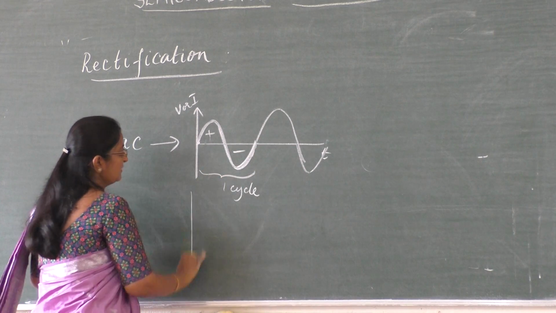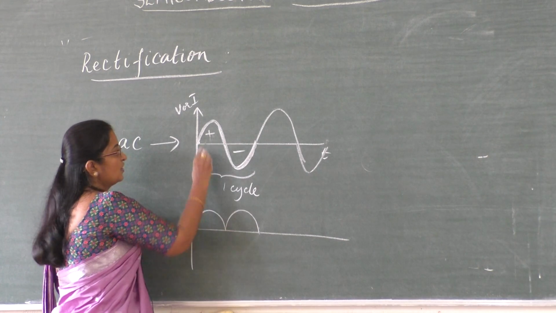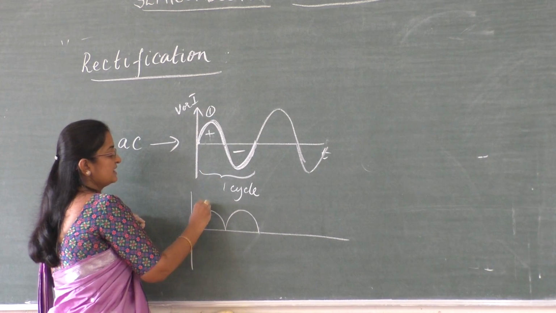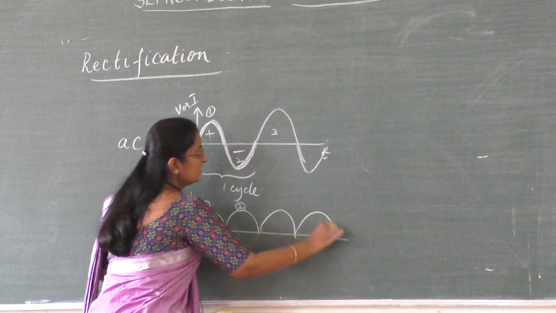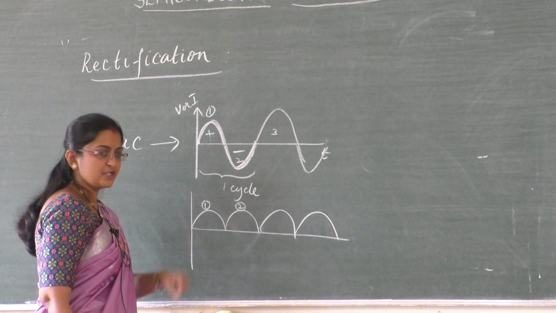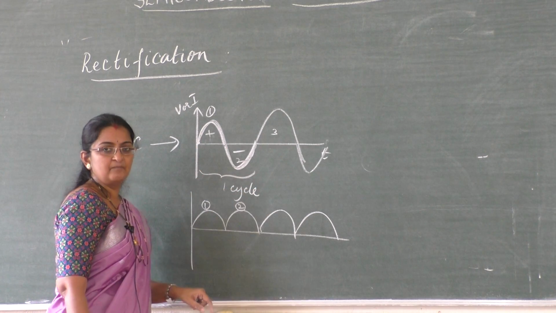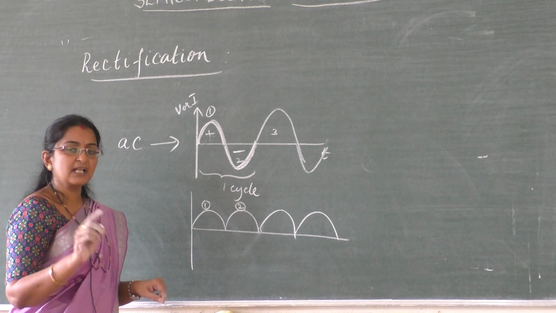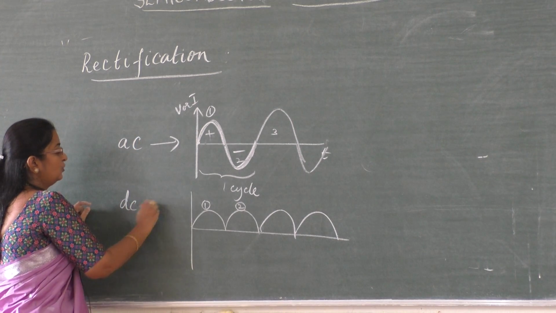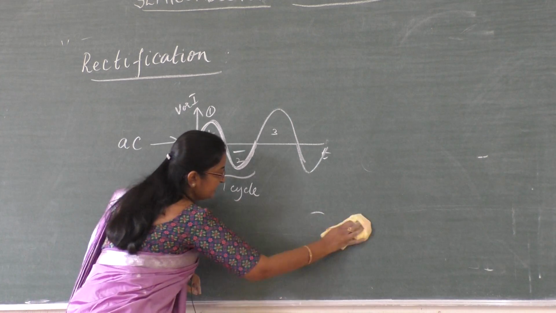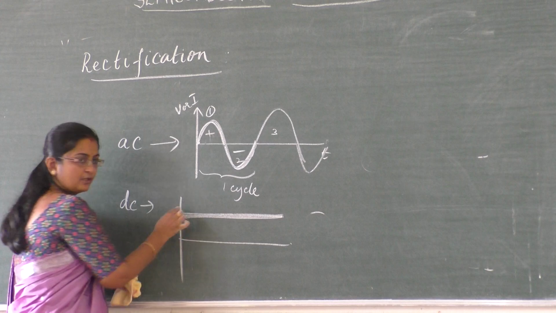Suppose I have a positive half cycle, and instead of a negative half cycle I want once again positive. This is the first half, I have drawn the second half, the third half, like this. If I have this type of current representation, then we say that it is unidirectional. This is bidirectional. Now the rectifier circuit, the circuit which works under the process of rectification, has the capacity of converting AC to DC. Generally we represent DC as a single straight line. The current remains almost constant.